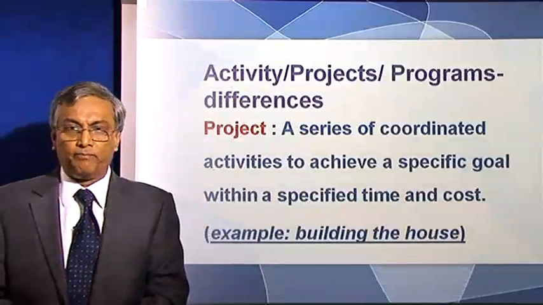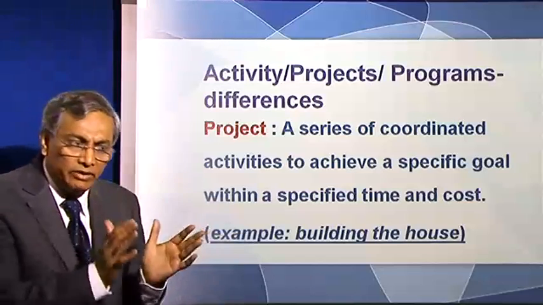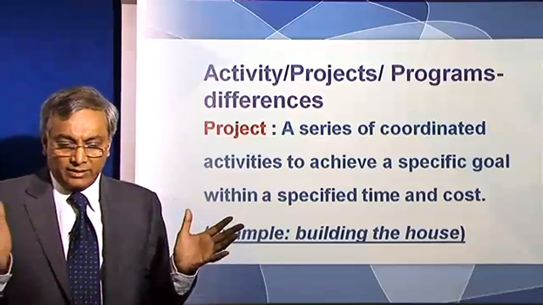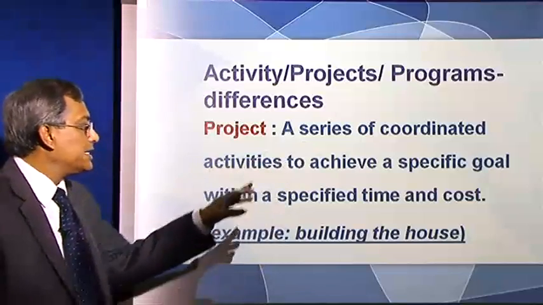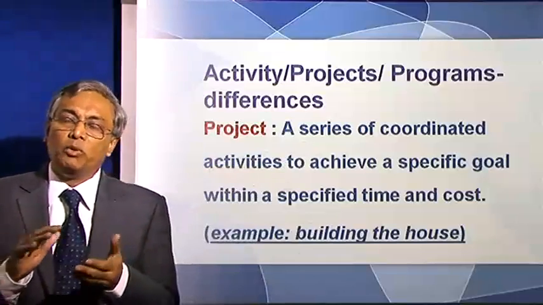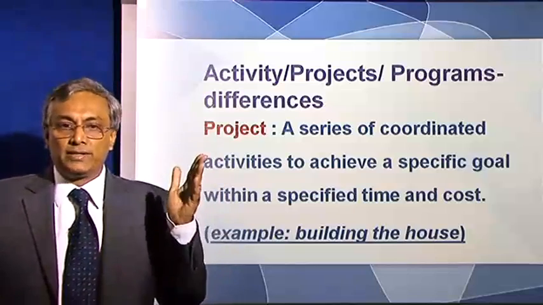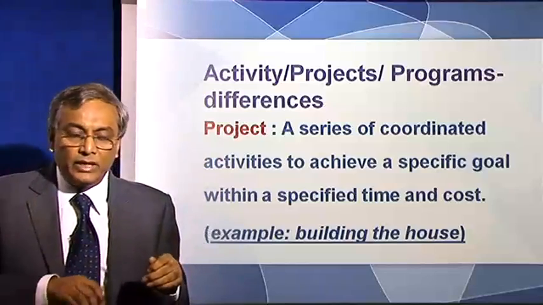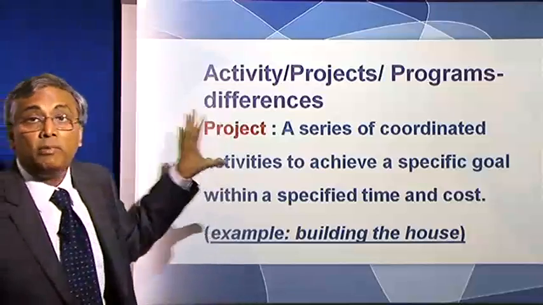Now, you have learnt what an activity is. Now, what is a project? A project is a series of activities. Okay, activity is what? A set of small actions. A project is a series of activities done in a coordinated way to achieve a specific goal within a specified time and cost. Example, building a house. A house will have several activities within it: building the foundation, building the walls, plastering the walls, building the roof, painting, laying the floor. All these are activities within the overall project of building the house.